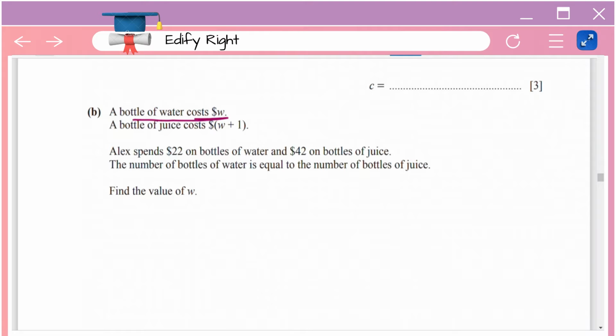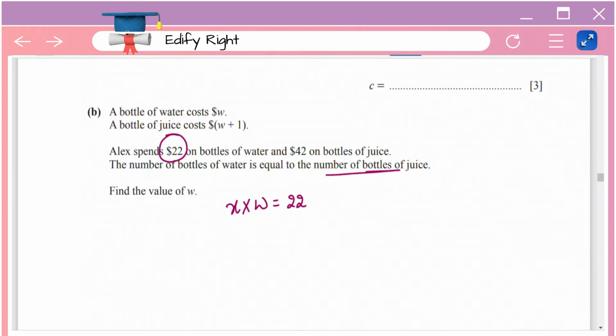Next, we have a bottle of water costs $W and the bottle of juice costs W plus $1. Alex spends $22 on bottles of water and $42 on bottles of juice. The number of bottles of water is equal to the number of bottles of juice. Calculate the value of W. So here, let's look at the amount he spends on bottles, that is 22. Let's form an expression for that. So let's say that he buys X amount of bottles of water. So that will be X into W is 22.